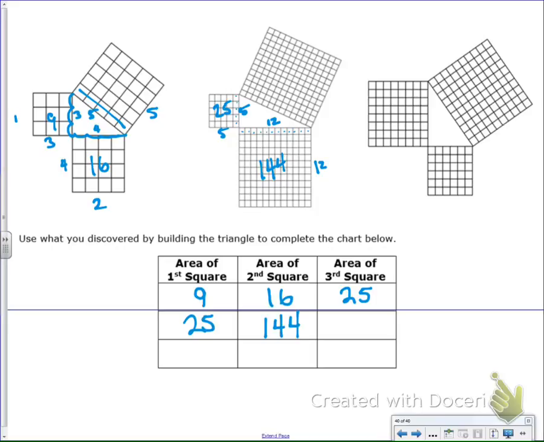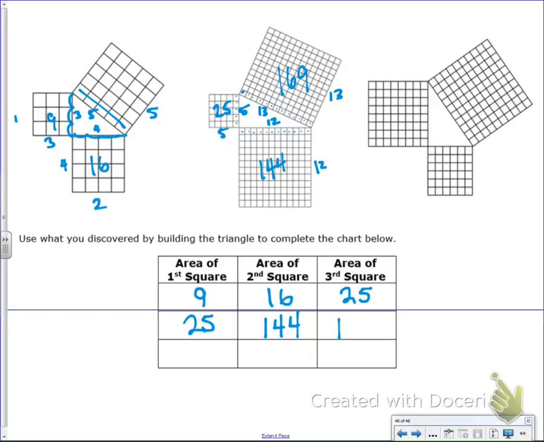Now look at this for a second. See what happened on the first one. See if you can figure out what the second one's going to be before we actually count it out. So let's look. If I'm counting, 1, 2, 3, 4, 5, 6, 7, 8, 9, 10, 11, 12, 13. So this has a length of 13. And this then is a 13 by 13 square with an area of 169.